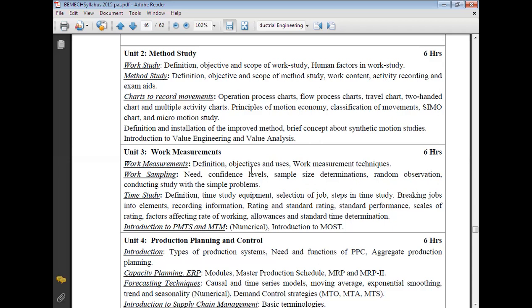Then charts which we use to record the different movements that we will be studying in the same unit. In this, we will be discussing operation process charts, flow process charts, travel chart, two-handed chart, multiple activity charts, principles of motion economy, classification of movements, SIMO chart, and lastly, micro motion study.